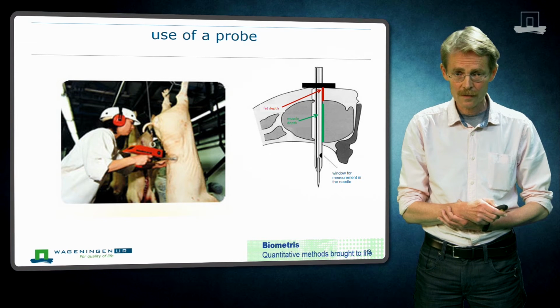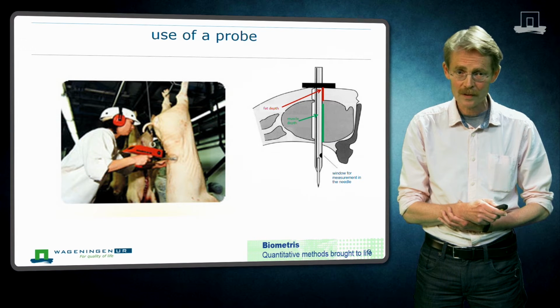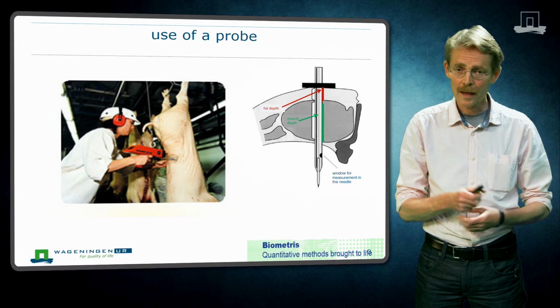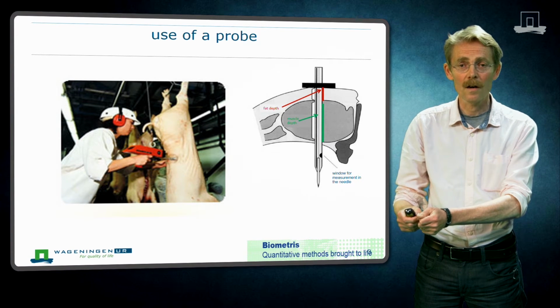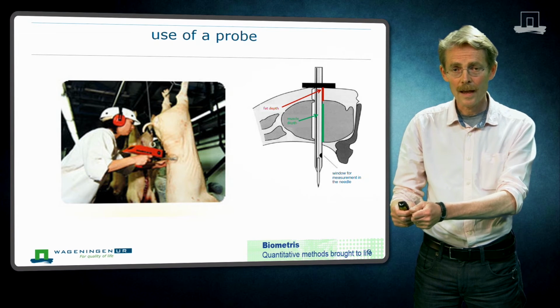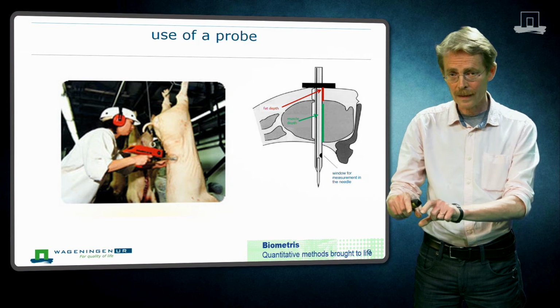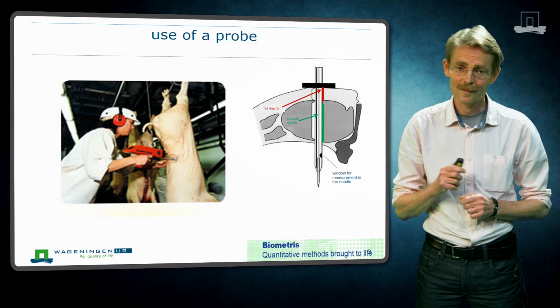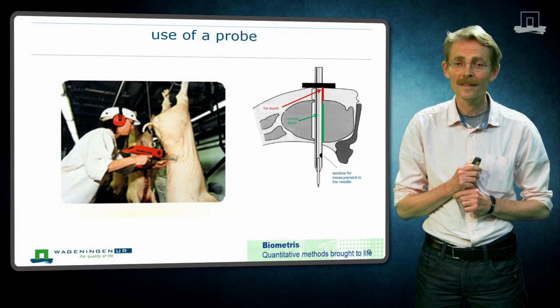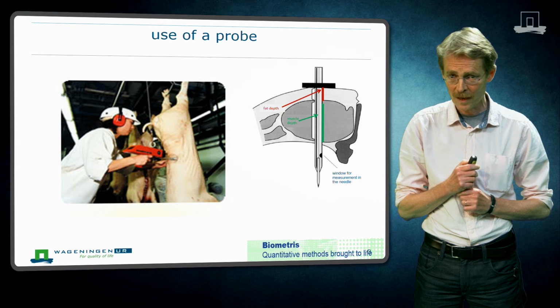How does it work? Well, in the Netherlands we use a probe. The probe is an instrument with a long needle, and the probe is inserted at a particular position at the carcass. The needle goes in and it passes through the fat layer and the muscle underneath. And when it is pulled back with a light ray from a small window at the end, the muscle thickness and the fat thickness are being measured.